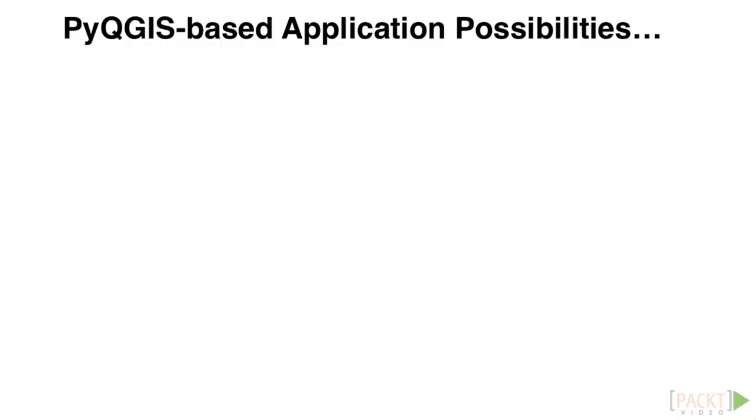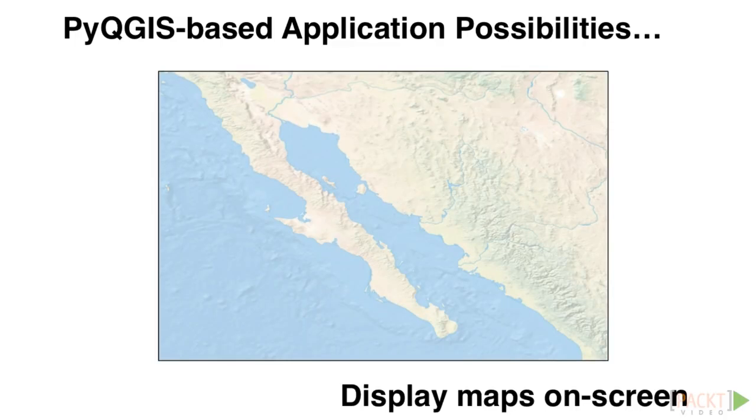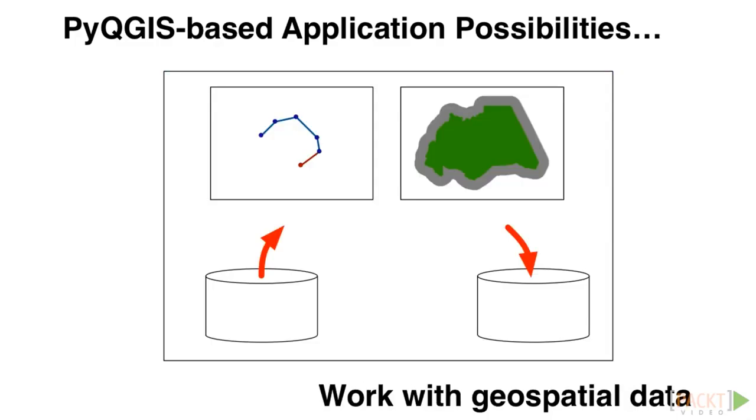Let's start by looking at some of the things you can do with QGIS in a standalone Python program. As we saw with the LEX application, it's possible to use a map canvas to display an interactive map on the screen. We can use QGIS to load geospatial data from a data source, to create new geospatial data, to manipulate geospatial data, and to save it.